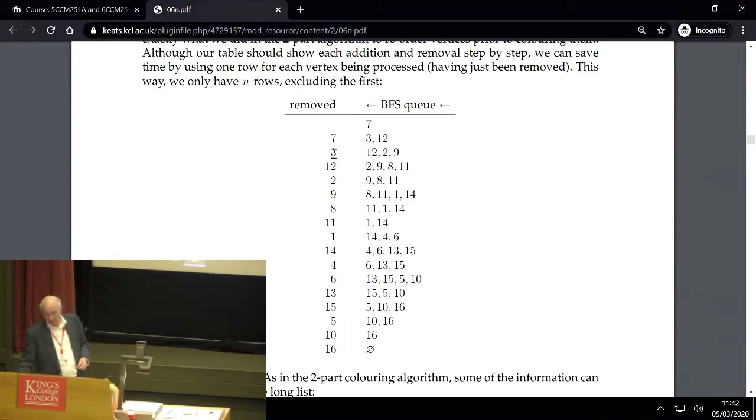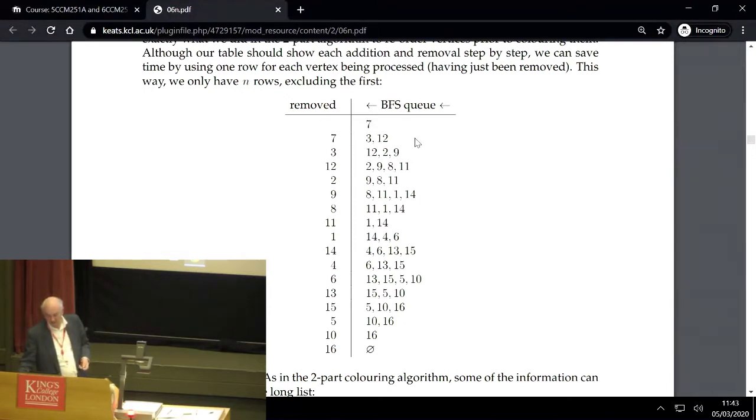So the 3 came off, and we put the 2 and the 9, which are adjacent to 3. And then we got to 12 on the other bit of the graph, so that comes off the queue, and that's the vertex we use to look at its adjacent vertices, which were 8 and 11, and so on. So we just keep removing from the left.